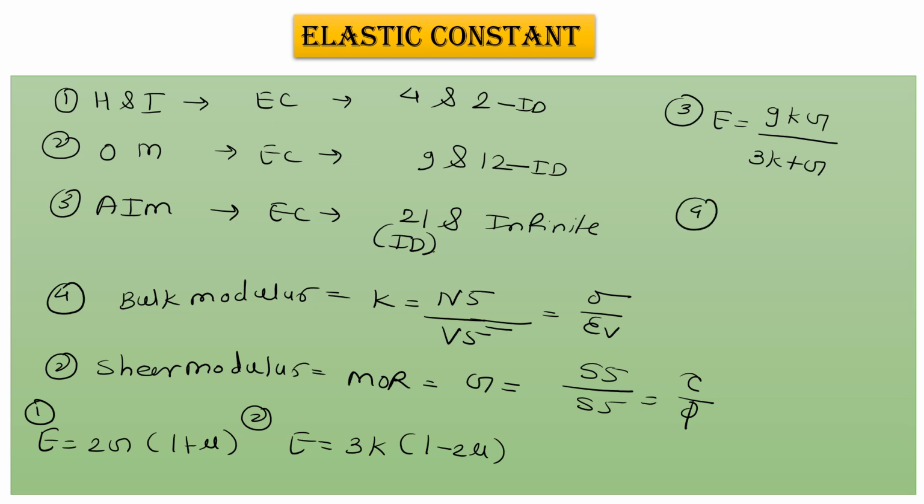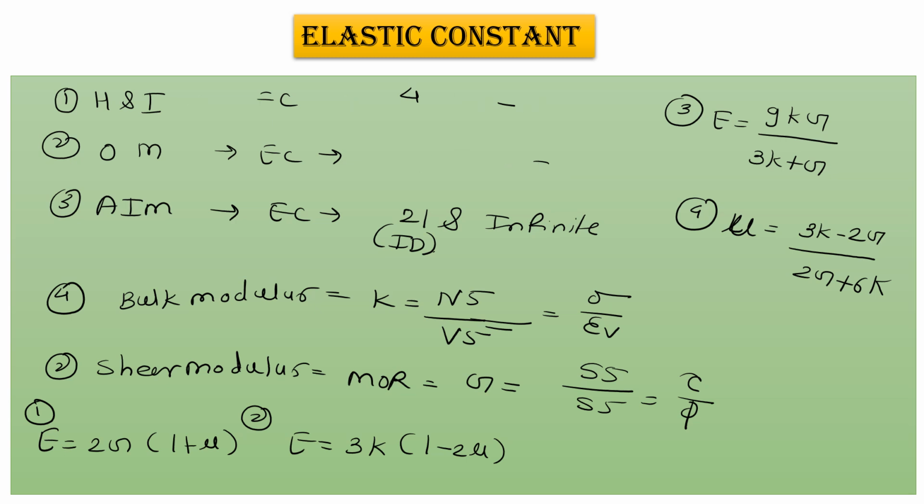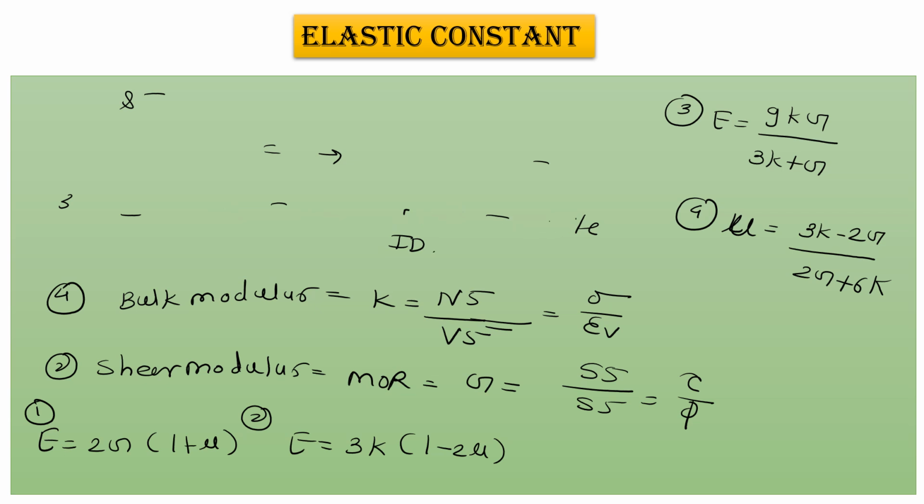Then the fourth formula is mu equals (3K minus 2G) divided by (2G plus 6K). All four formulas are important here, so you can write them down. Write these and remember all four formulas, involving the bulk modulus and the others. This is important.